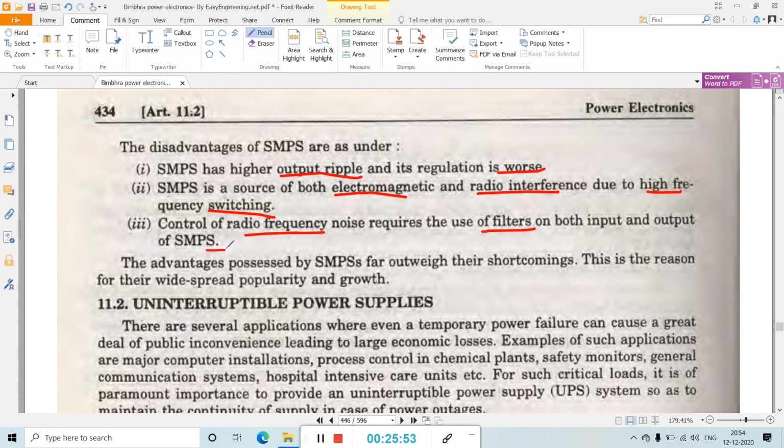So the advantages possessed by SMPS far outweigh their shortcomings. That means the advantages possessed by SMPS are far better than their shortcomings. This is the reason for their widespread popularity and growth. So this is all about SMPS.